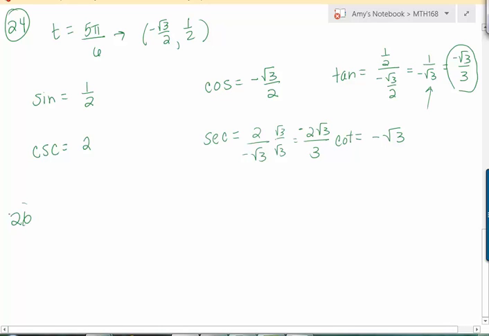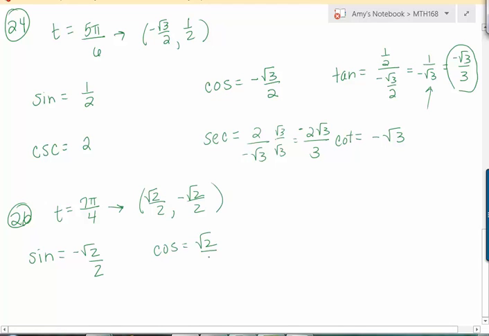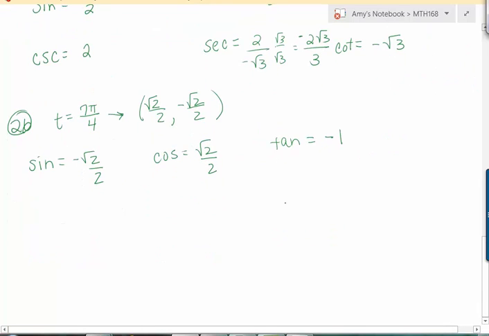Number 26. T equals 7 pi over 4. The ordered pair at 7 pi over 4, because you're in the fourth quadrant, is the square root of 2 over 2 and negative square root of 2 over 2. Sine is your y, cosine is your x, and tangent is the sine divided by the cosine, which is going to be negative 1. The reciprocal of tangent is negative 1.